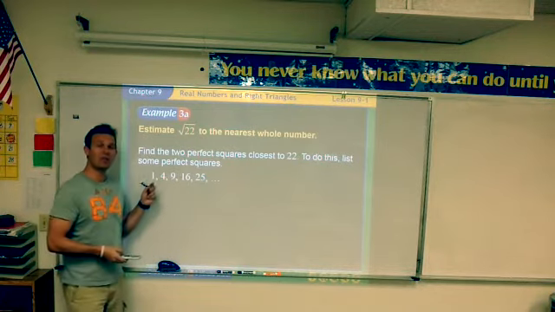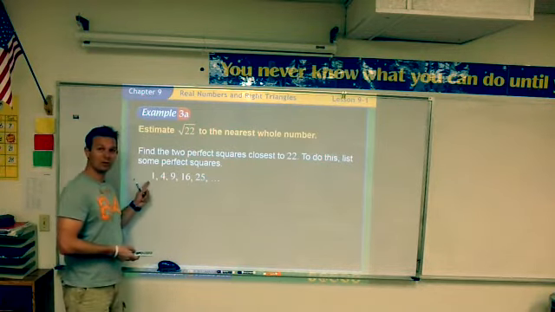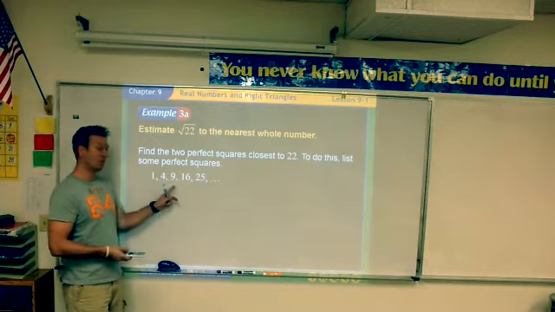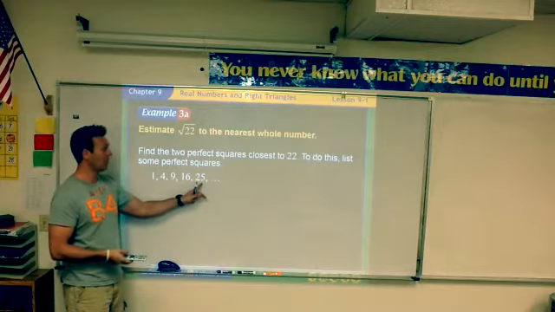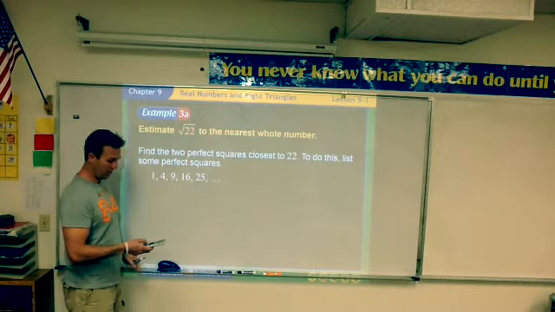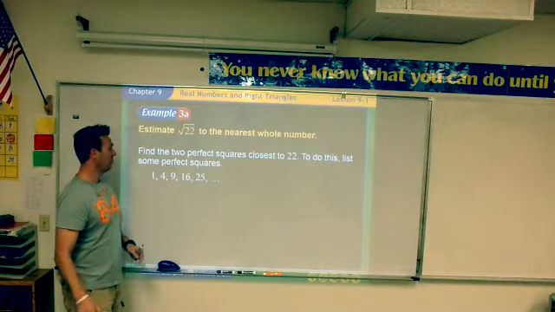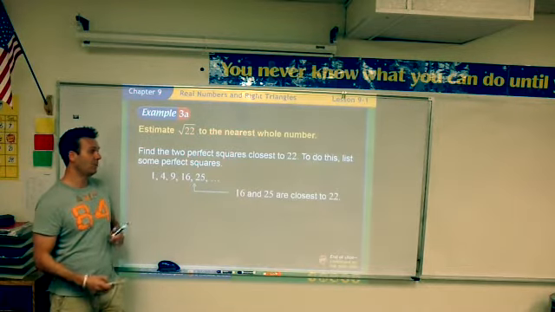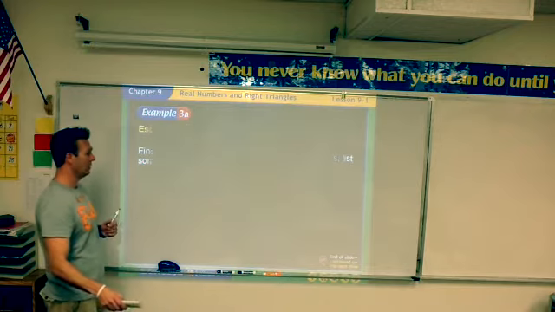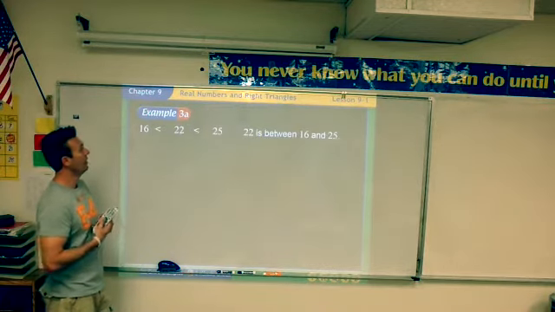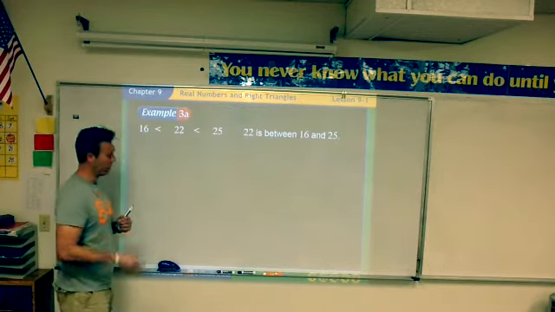If you ask yourself, what are the perfect squares? Well, 1 is a perfect square. 1 times 1, 2 times 2 is 4, 3 times 3 is 9, 4 times 4 is 16, and 5 times 5 is 25. And the number 22 falls in between 16 and 25. That's what it's closest to. And so those are the two numbers that we're going to use to try and solve what the answer would be for the square root of 22.